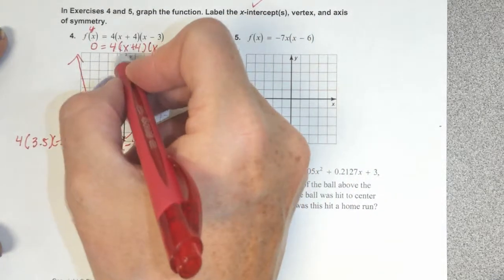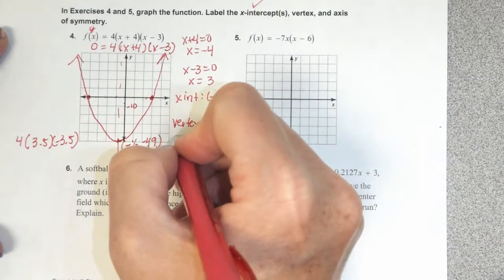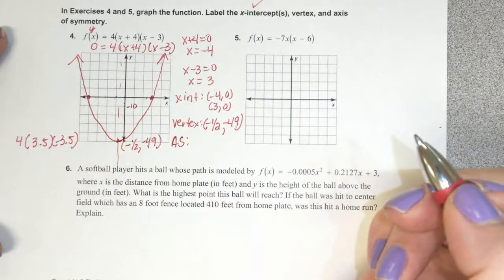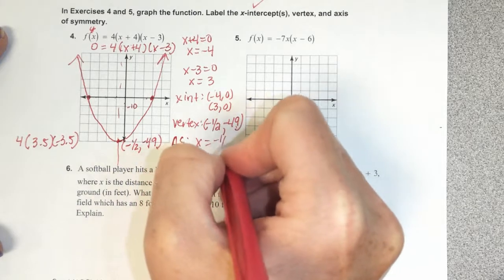Axis of symmetry, what is it? It just comes straight down through here. What's it going to be, guys? X equals -1/2. Great.